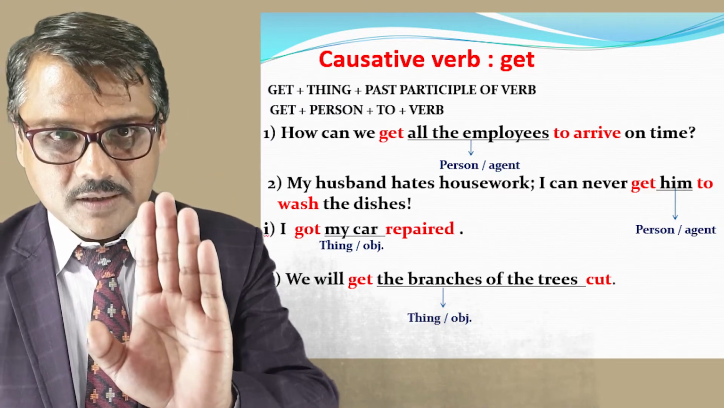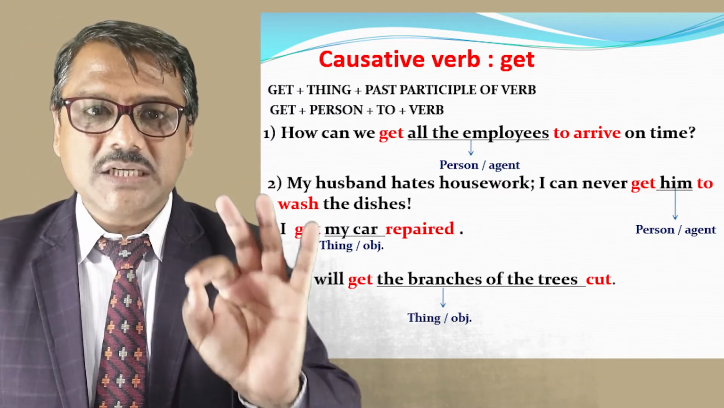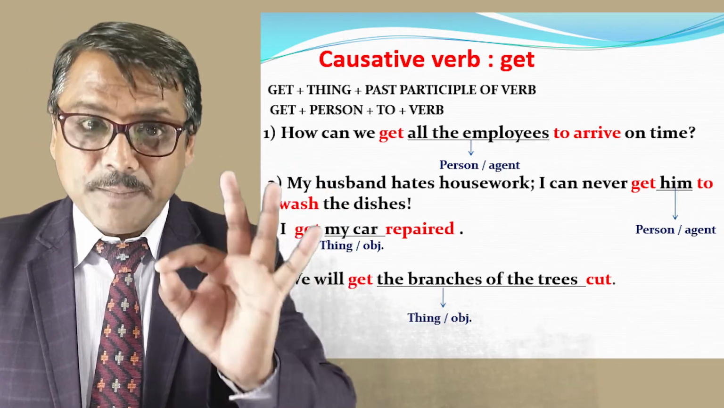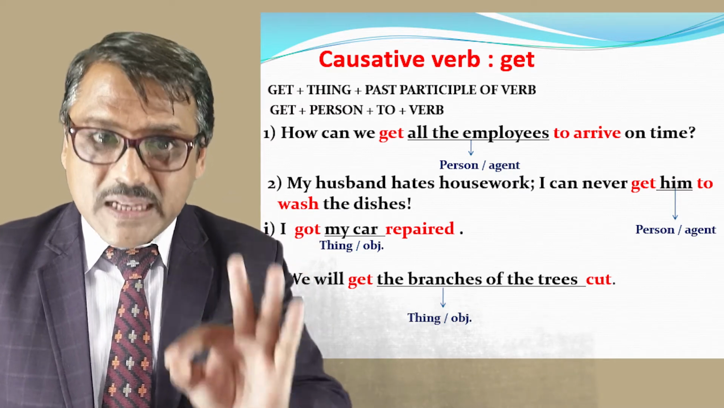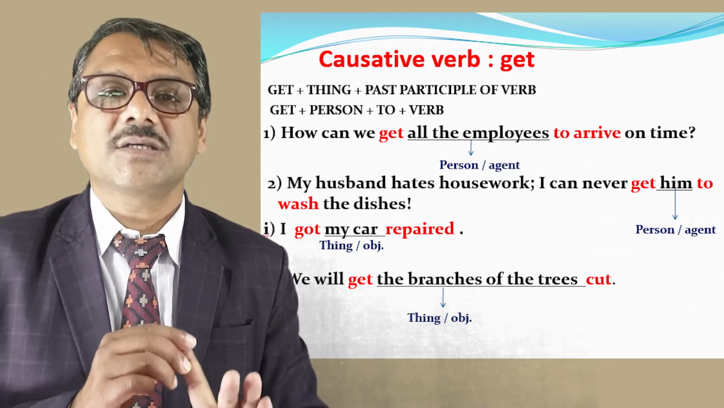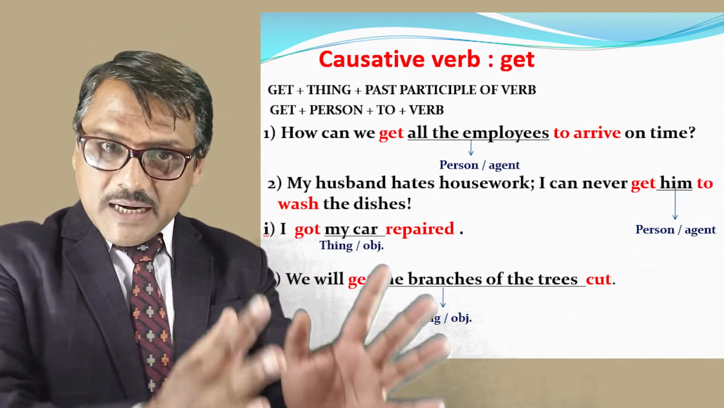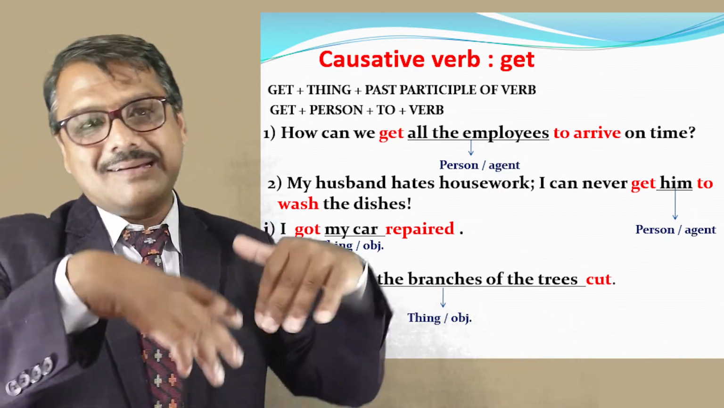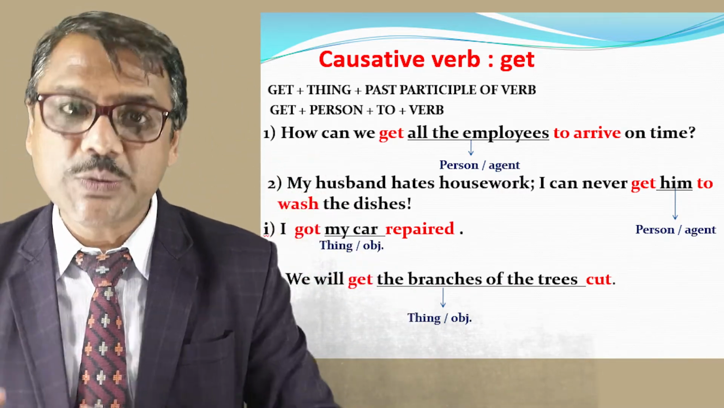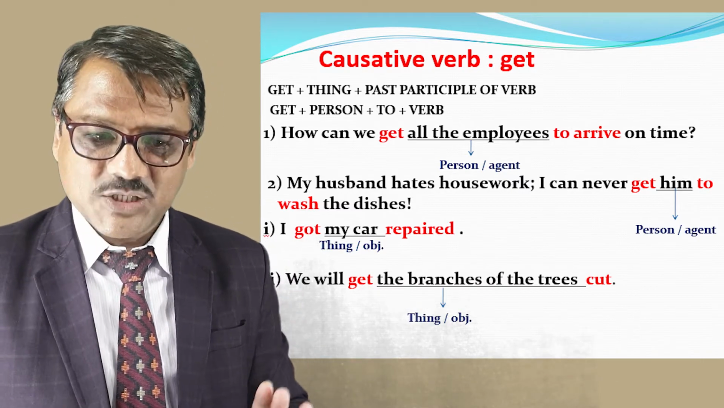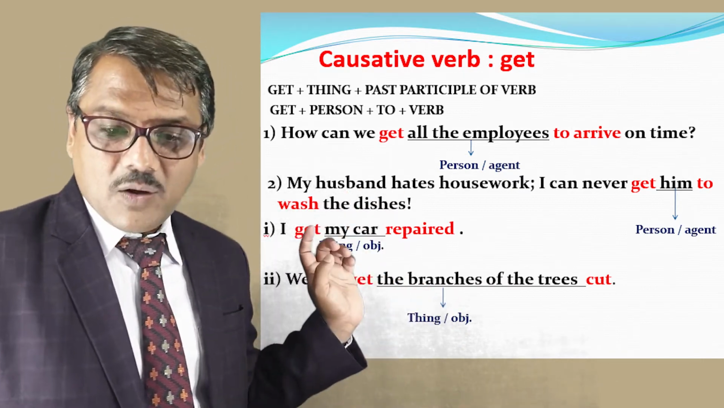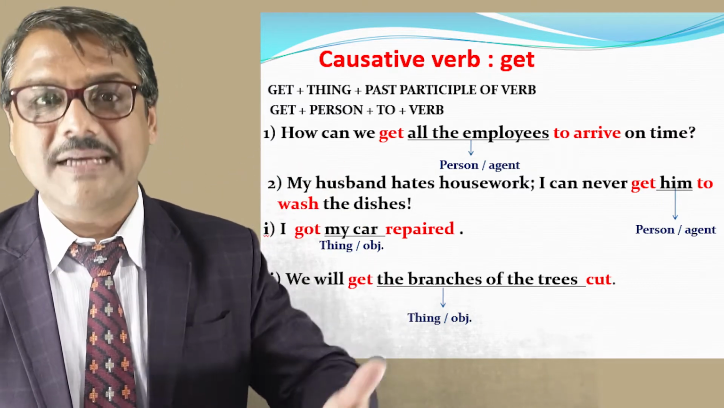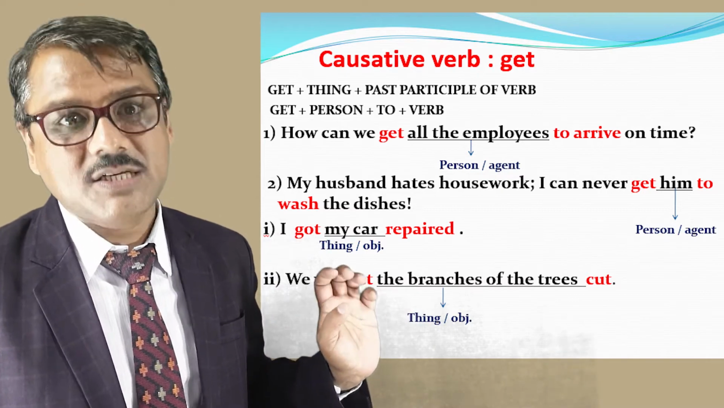Let me revise it. When you use the causative verb get, when you write a sentence with get, the meaning of the sentence is convince somebody to do something. Somebody encourages, motivates, inspires, convinces somebody to do something. The meaning is that. So here, how can we get all the employees to arrive on time? How can we motivate, encourage? This is the sense. This is the meaning.